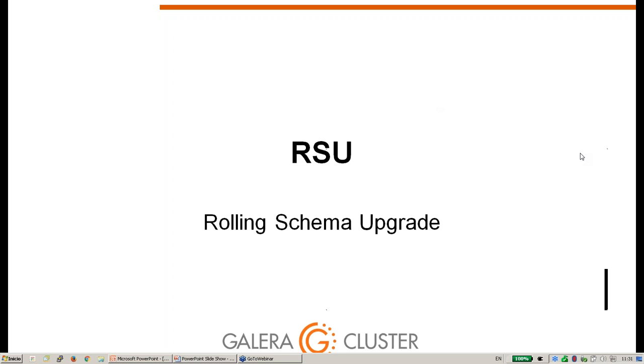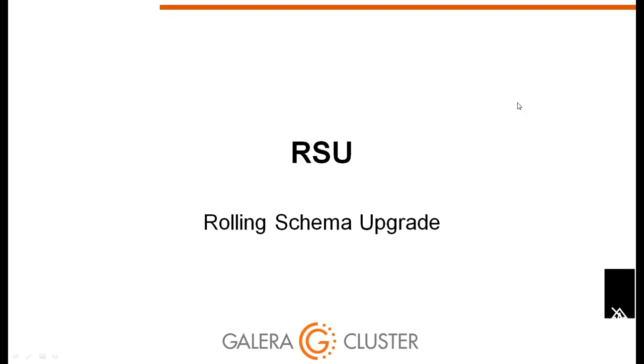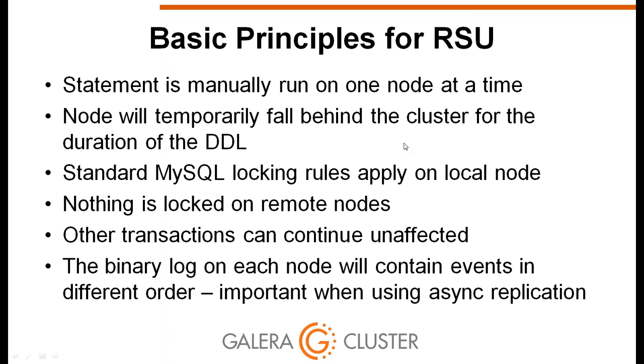The next way of running DDL statements in Galera we call rolling schema upgrades. As mentioned before, what happens here is that the statement is run manually by you on each node in the cluster separately. So Galera provides some instrumentation around that, some help to get the procedure going. But essentially, the administrator will need to visit each node in a sequence and run the statement on each node separately.